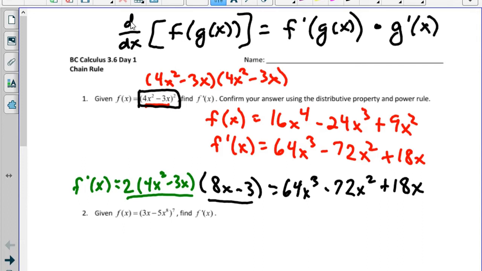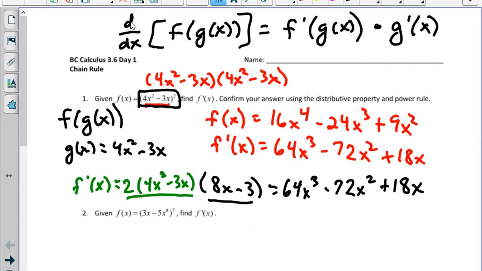Okay, so if I take a look at number one, if I were treating this like two functions, my function g of x would have been 4x squared minus 3x, and my outer layer function would have been x squared. So I take the derivative of this, which ends up being 2 times whatever's on the inside, and then I take the derivative of the inner layer, which was 8x minus 3. It'll be easier if we see a lot more problems with it.